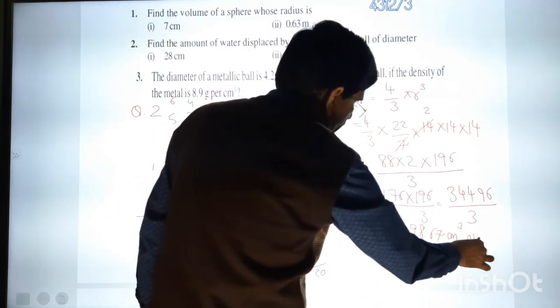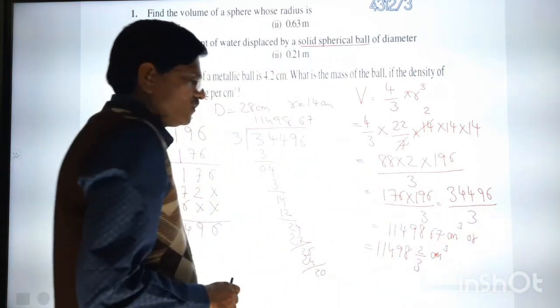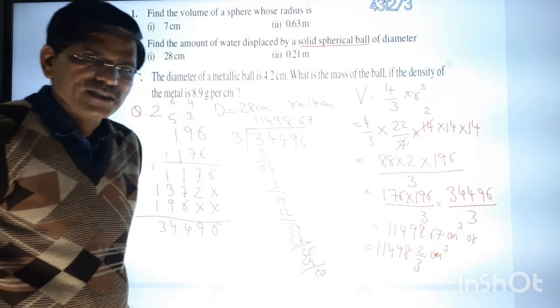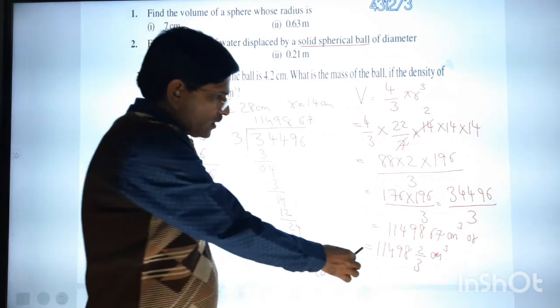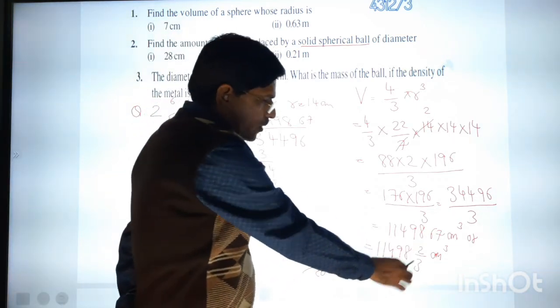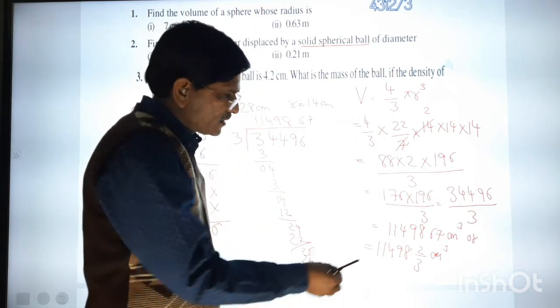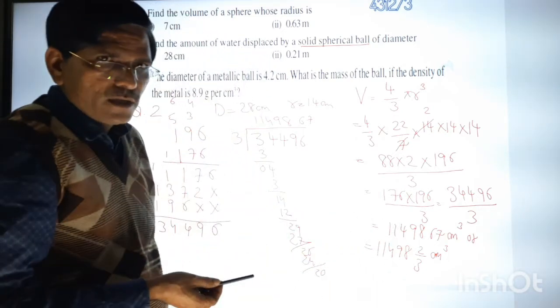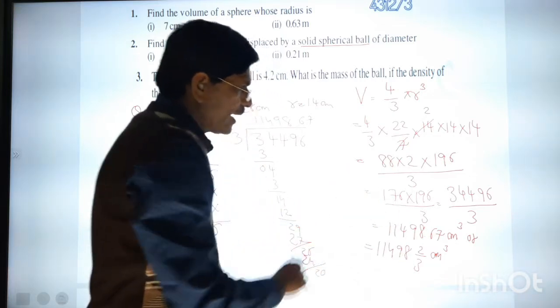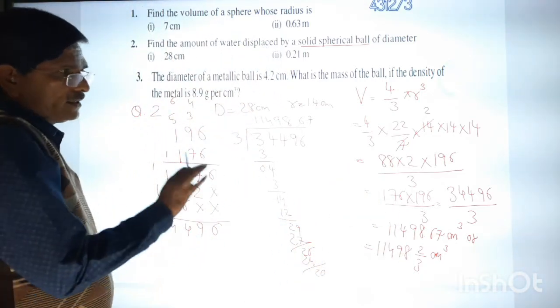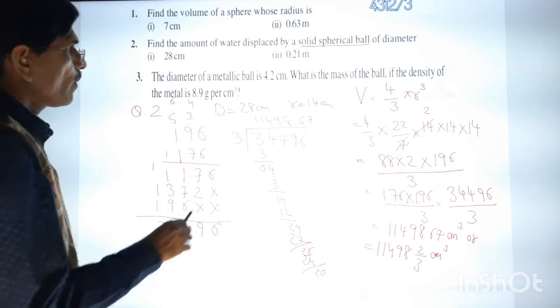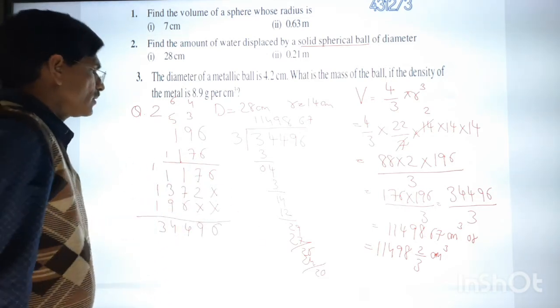Two answers are there. We can write 1149.8.666 centimeter cube, or 1149 and 2 upon 3. In fact, if you see the answer, there is 3 by 2. That is not possible. We have to write 2 integer by 3. So it is better that you write this.